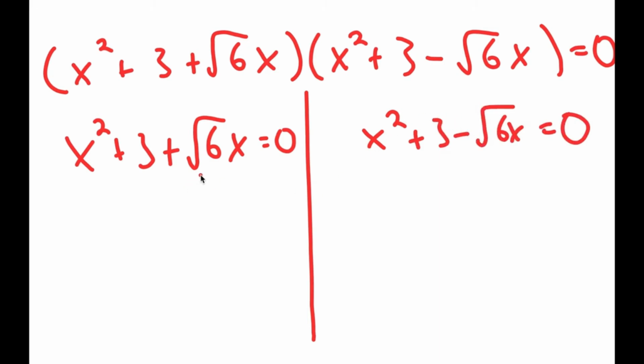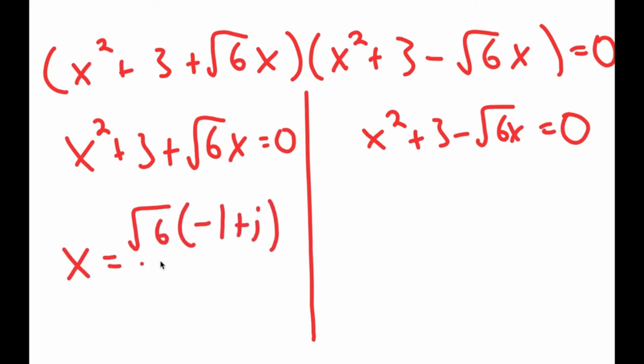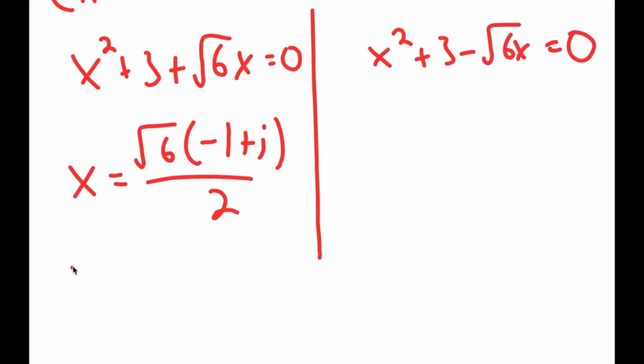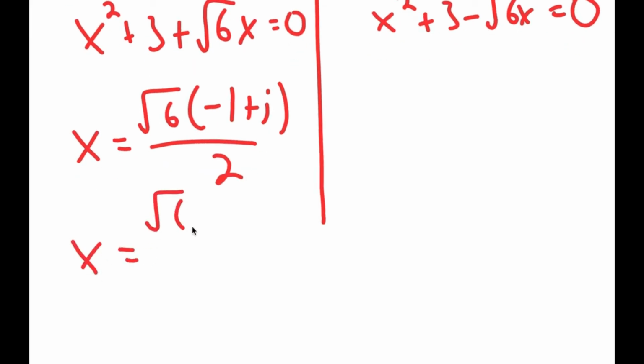So for both of these, because both of these are quadratic equations, you can use the quadratic formula to solve them. I'm actually not going to do that in the video, but you can try that yourself. You should get that x is equal to the square root of 6 times negative 1 plus i over 2, and x is also equal to the square root of 6 times negative 1 minus i over 2.